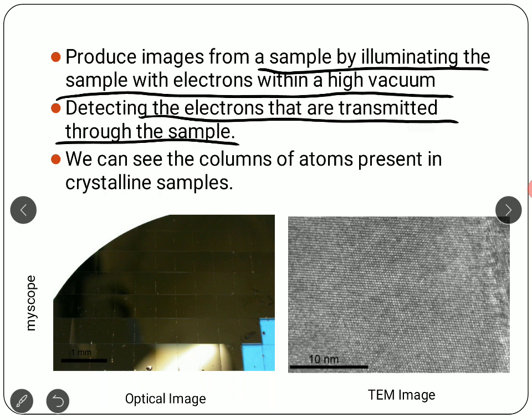These detect the electrons that are transmitted through the sample, and we can actually observe the columns of atoms present in the crystalline sample. So we can go into the atomic scale, very much possible.